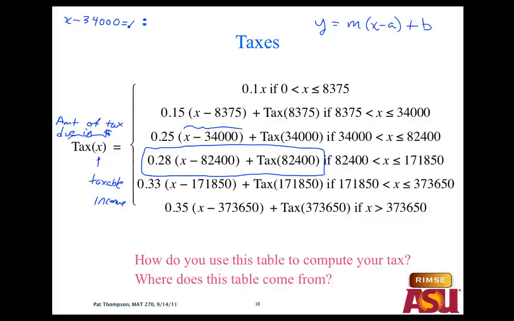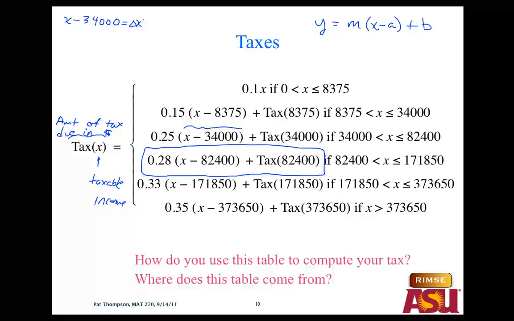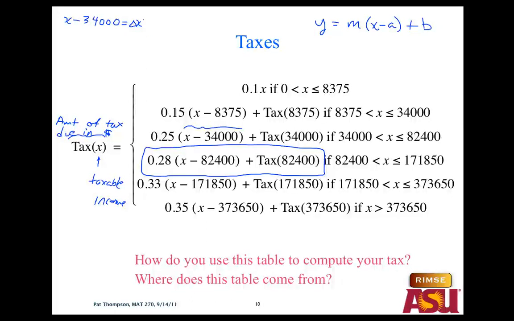Okay, so somebody else, what about in the context of taxes? Yeah, James. It's the amount of money earned in the tax bracket above 34,000. He says the amount of money earned in this tax bracket, going from 34,000 up to the point of x. What do you think about that? Is that what the change in x is? The amount earned in this tax bracket. Yeah, that's it.